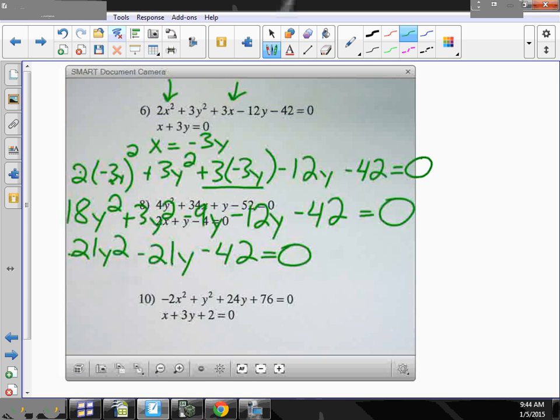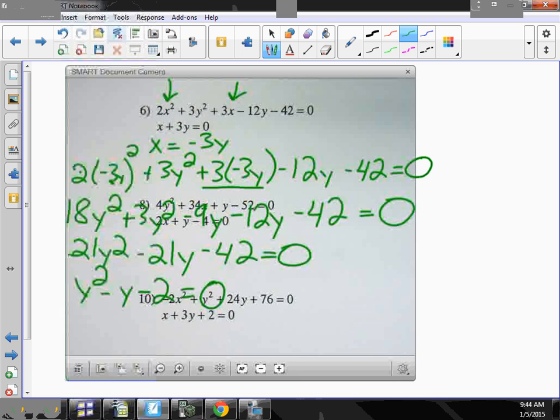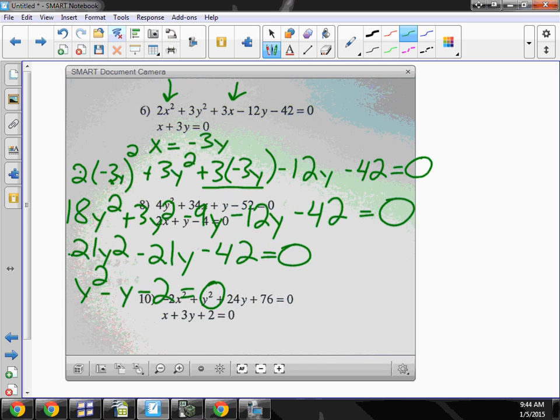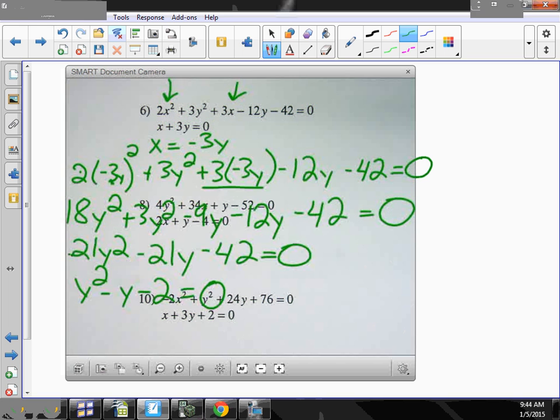So I'm going to divide by 21. Y squared minus y minus 2 equals 0. Now what do I do? There are no like terms, and it's a quadratic, so I need to factor it. Are you guys to the point where you can factor without the box?